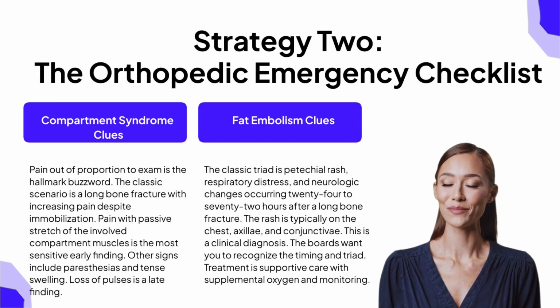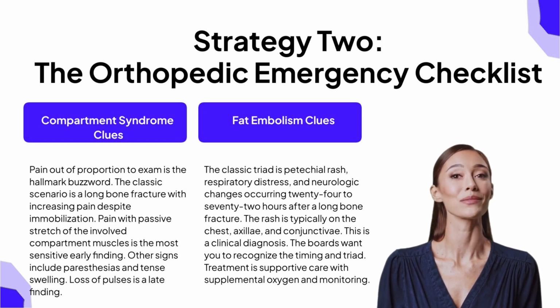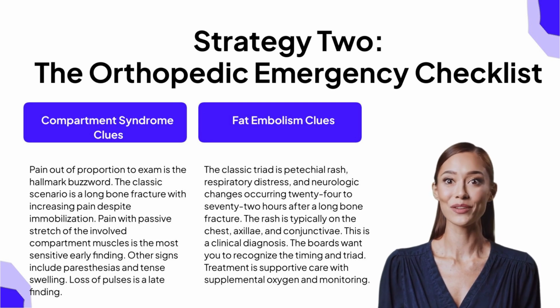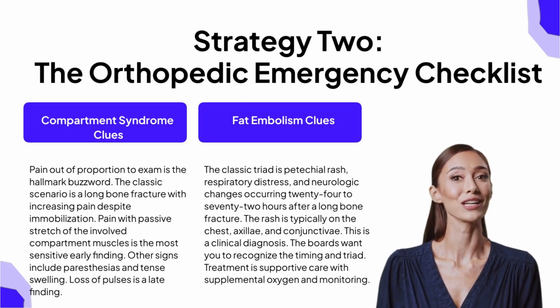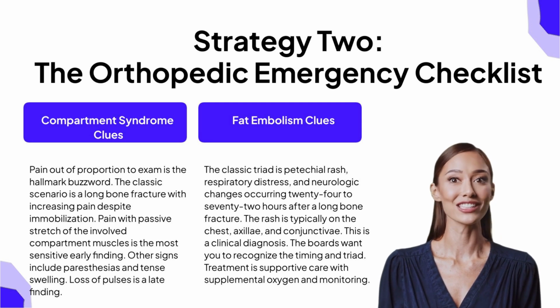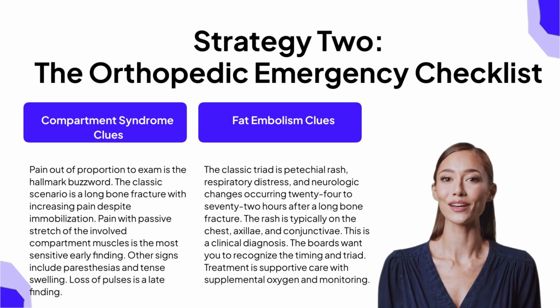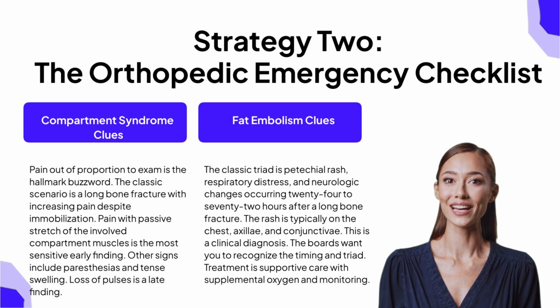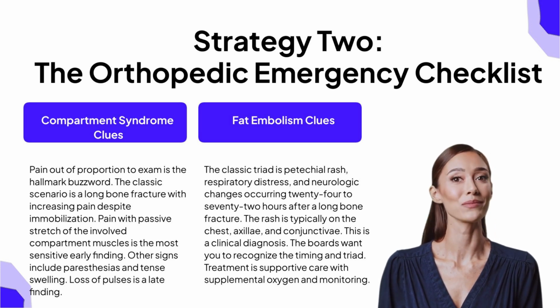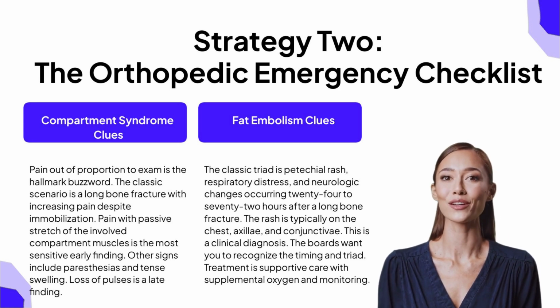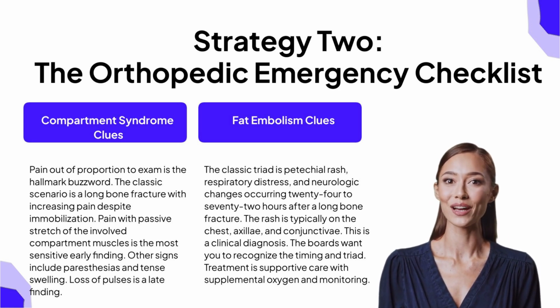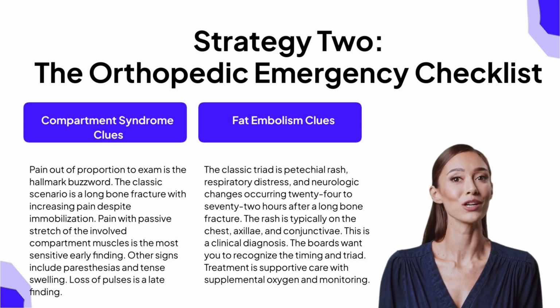Strategy 2 is the orthopedic emergency checklist, covering compartment syndrome and fat embolism. These are the two emergencies the boards test most heavily alongside fractures. For compartment syndrome, the hallmark buzzword is pain out of proportion to the exam findings. The classic setup is a patient with a long bone fracture, usually the tibia, who has worsening pain despite adequate immobilization. Pain with passive stretch of the compartment muscles is the most sensitive early clinical finding. You may also see paresthesias and tense swelling of the compartment.